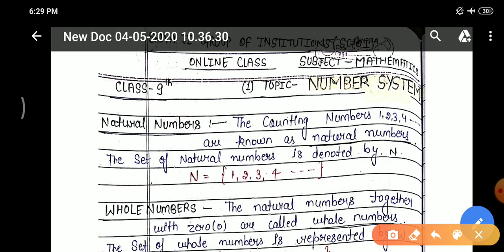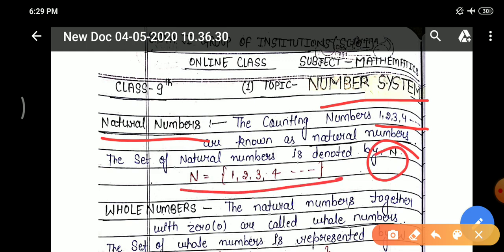Students, today we will revise the first chapter of maths, which is Number System. Now, firstly, what is a natural number? The counting numbers 1, 2, 3, 4 are known as natural numbers, and the set of natural numbers is denoted by capital N. Okay, these are the natural numbers.